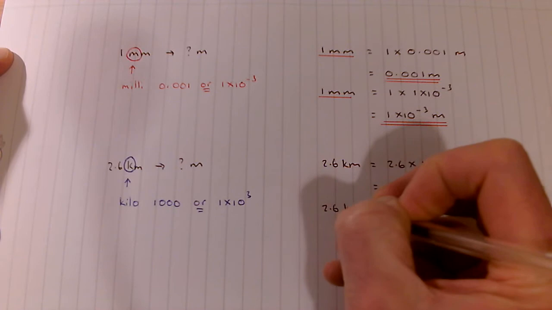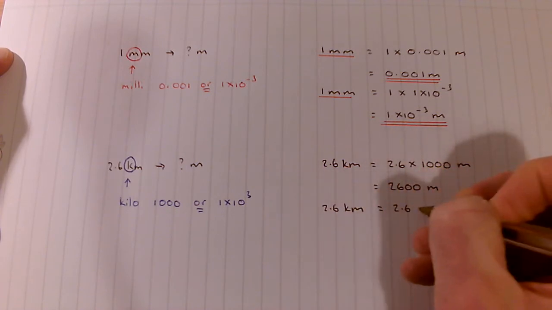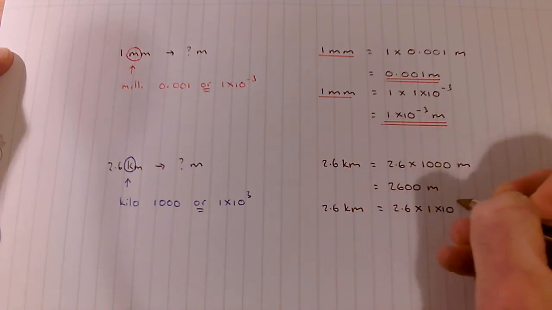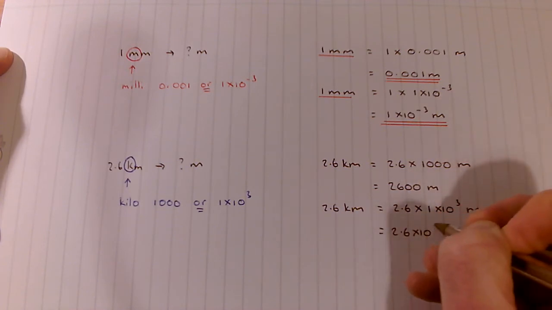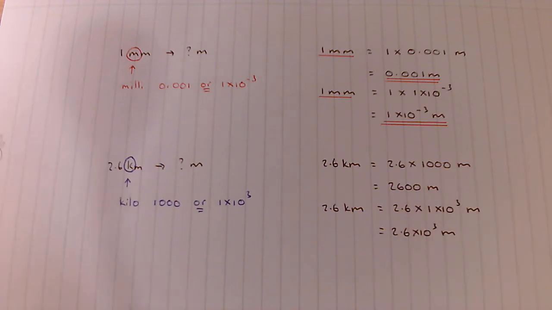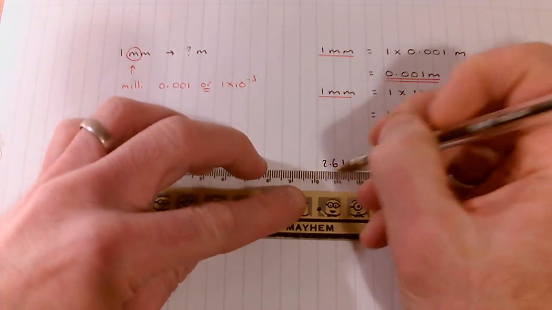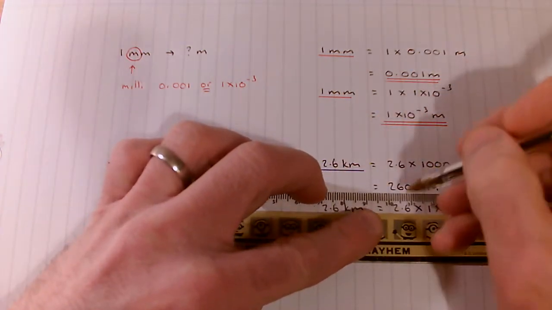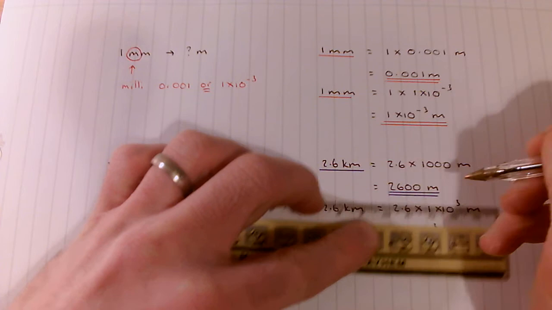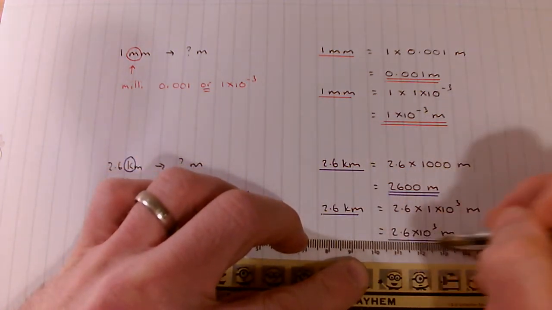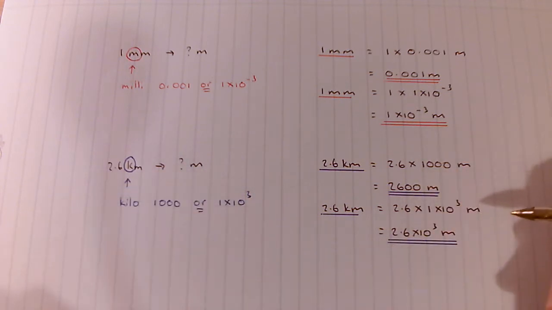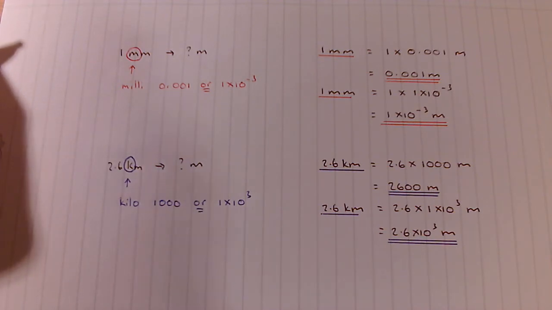Alternatively, in scientific notation, it's 2.6 times 1 times 10 to the power of 3 metres, which is 2.6 times 10 to the 3 metres. So as with previous, I have two different ways in which to take my value that has a prefix and to convert it into our standard unit. So my 2.6 kilometres, I've converted it into standard unit metres, both using decimal and scientific notation.